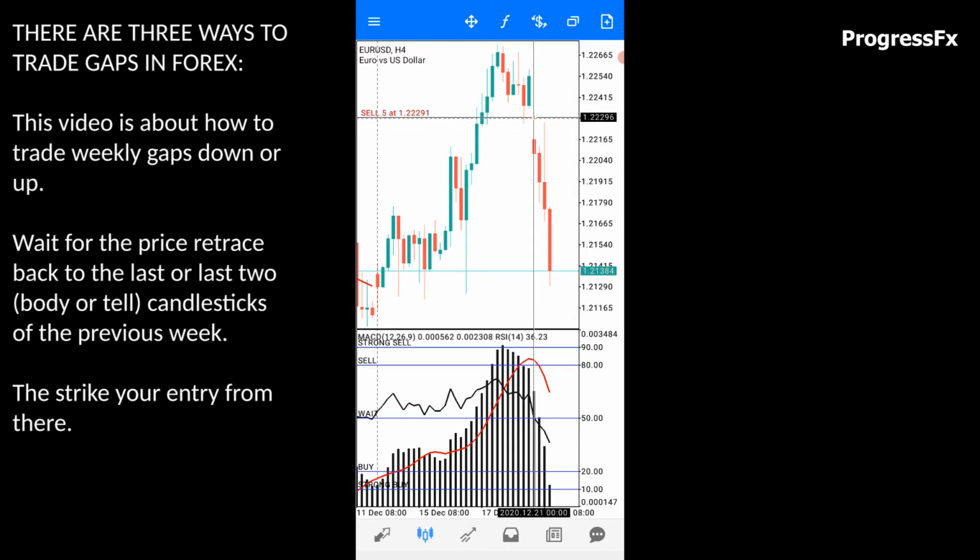Once it gets to this either tail or either the closing point of the last candlestick, you make your sell. But basically, so long as there is a connection between the last either 2, 3, however many candlesticks before the closure of the market, you make your sell or buy depending on where it gapped.